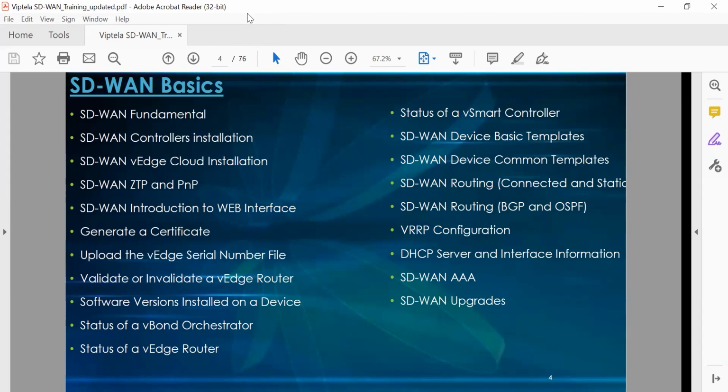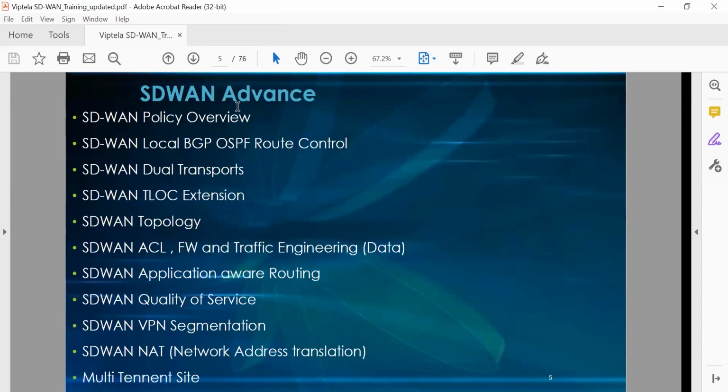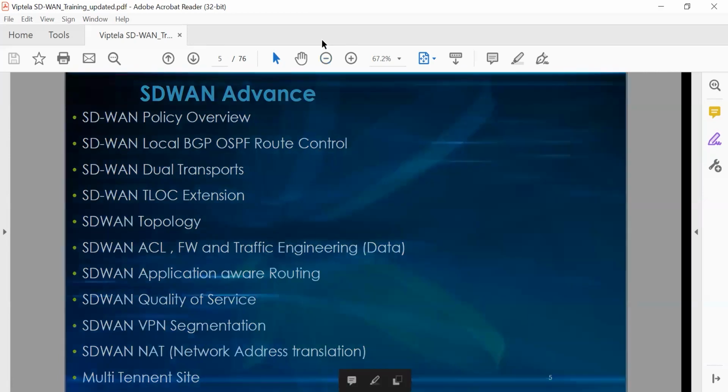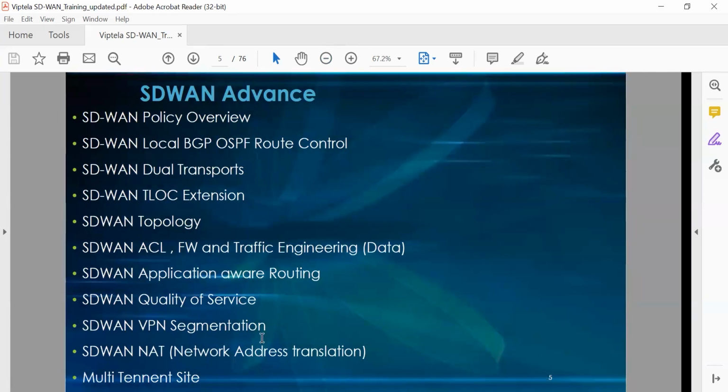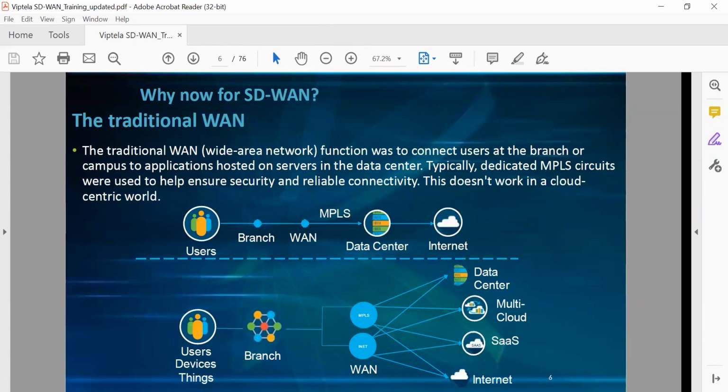I would say those are not well-written lab guides, but definitely when you go through the session and then refer to those documents, you will feel very comfortable that yes, you can do it. Anyway, you would have access to recordings. In advanced, we have policies, TLOC extension, ACL, traffic engineering, app-aware routing, QoS, NAT. Multi-tenancy is not part of the design, but I can share the theory with you, like how it works and what it is.